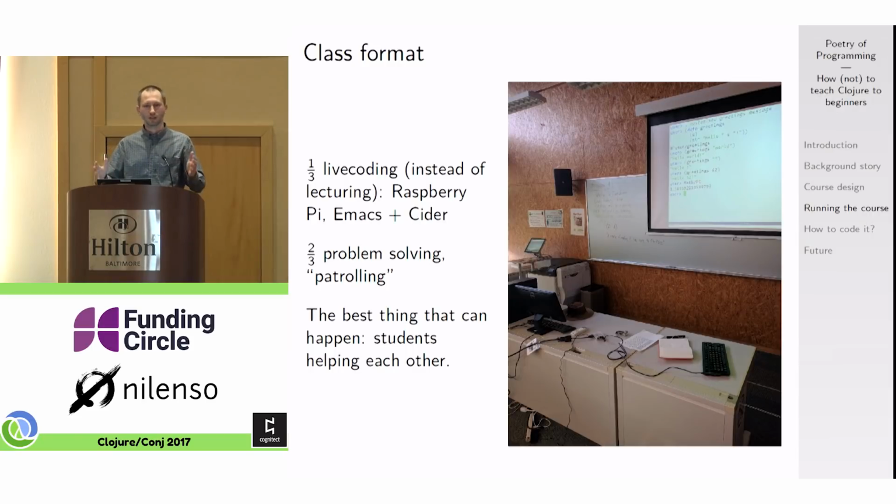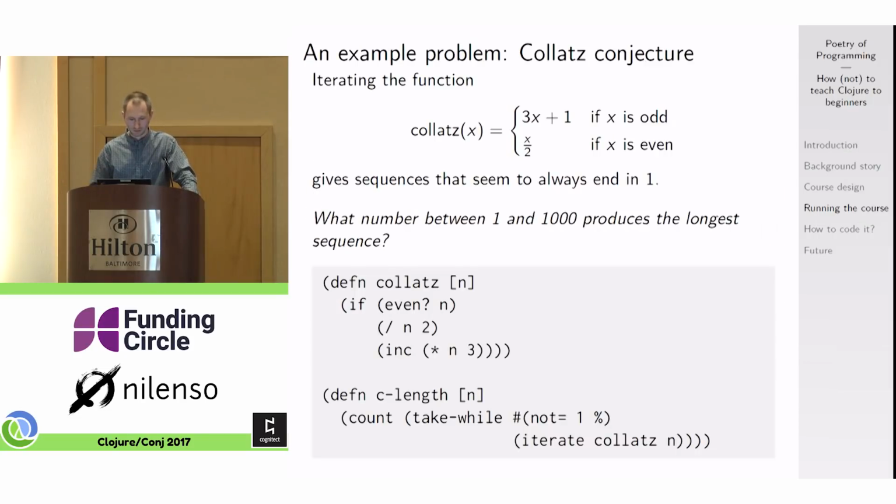But okay, that's live coding, and 2/3 of the class is problem solving. So they actually solve these little mathematical puzzles I will talk about. And I did what I call patrolling, just walking around and looking for screens with the most red text on it. And the great thing that happened, the students helped each other. One student finished, stood up and went and helped other students. I mean, that's really great.